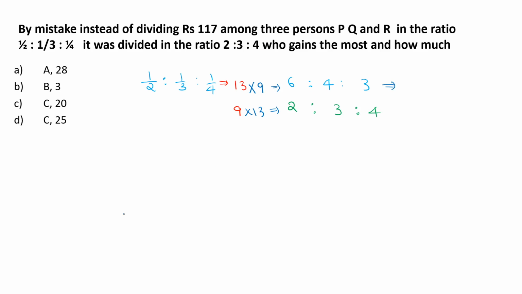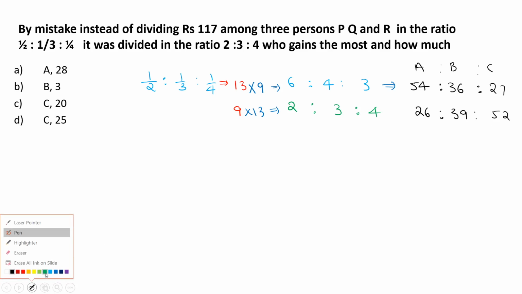Then the amounts they got would become 9 into 6, that is 54. 9 into 4, that is 36. 9 into 3, that is 27. 13 into 2, that is 26. 13 into 3, that is 39. 13 into 4, that is 52. That means the amounts of A, B, C were 54, 36 and 27 according to the first ratio, and 26, 39 and 52 according to the second ratio.